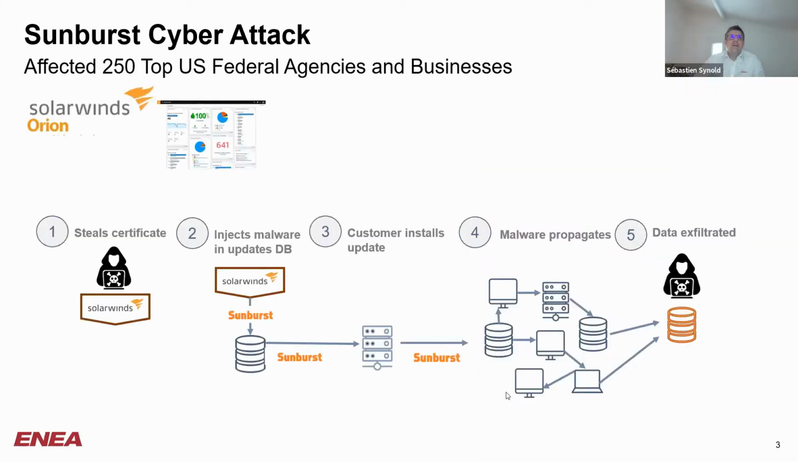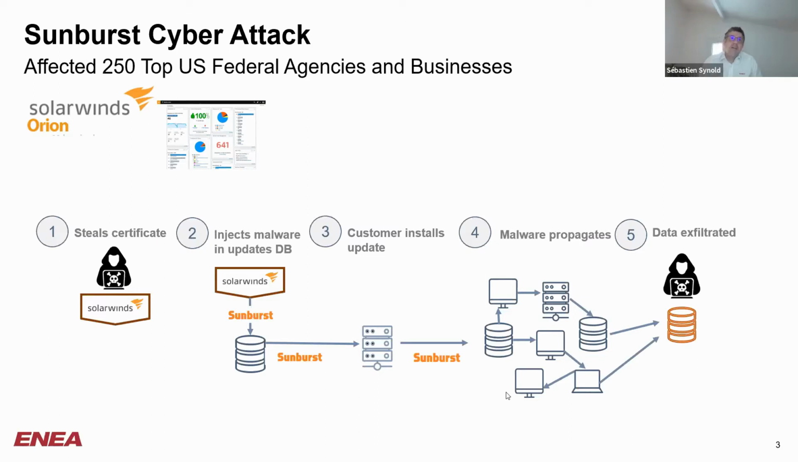So first, let us review the Sunburst attack that happened last year, affecting very well-protected critical organizations and business and federal agencies in the US. In the case of Sunburst, malware was introduced through an update on Solarwinds Orion software. Orion is a network management software largely deployed on critical infrastructures. The first stage of the attack was stealing the Solarwinds certificate and then using it to insert the malware code into the Solarwinds update repository.